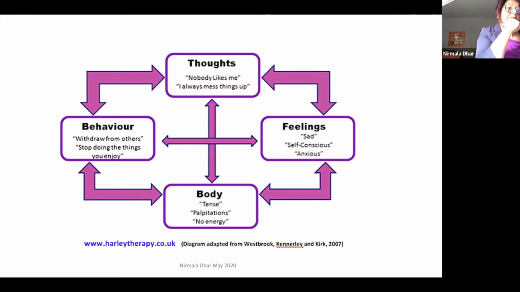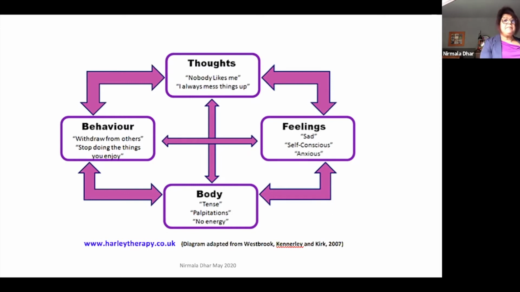And what's the behavior? You will withdraw from others because you have a thought that nobody likes you. You stop doing the things you enjoy. So can you see? This is constantly interacting. Each of these little squares are constantly interacting with each other. And that's why the arrows are kind of in both directions. Thoughts, feelings, body, behavior. And this is really at the crux of CBT.